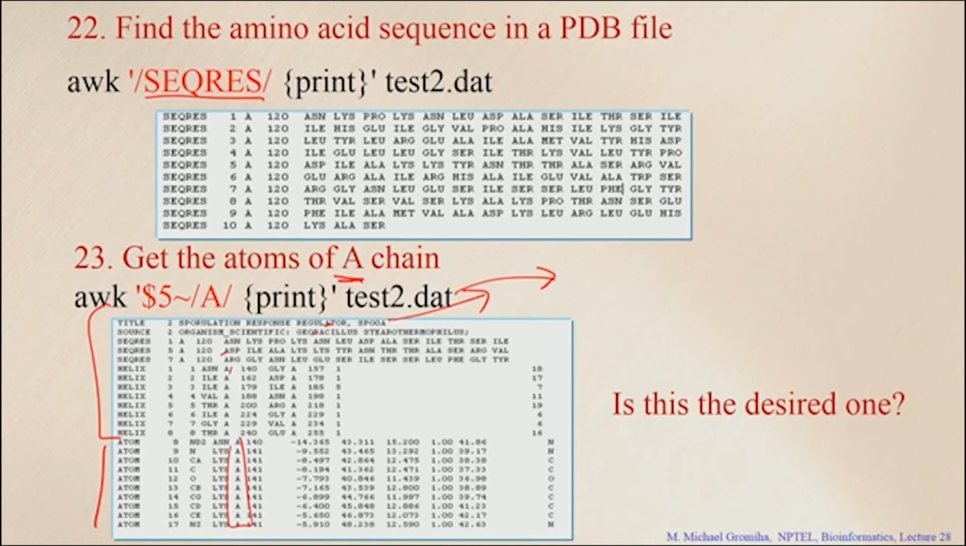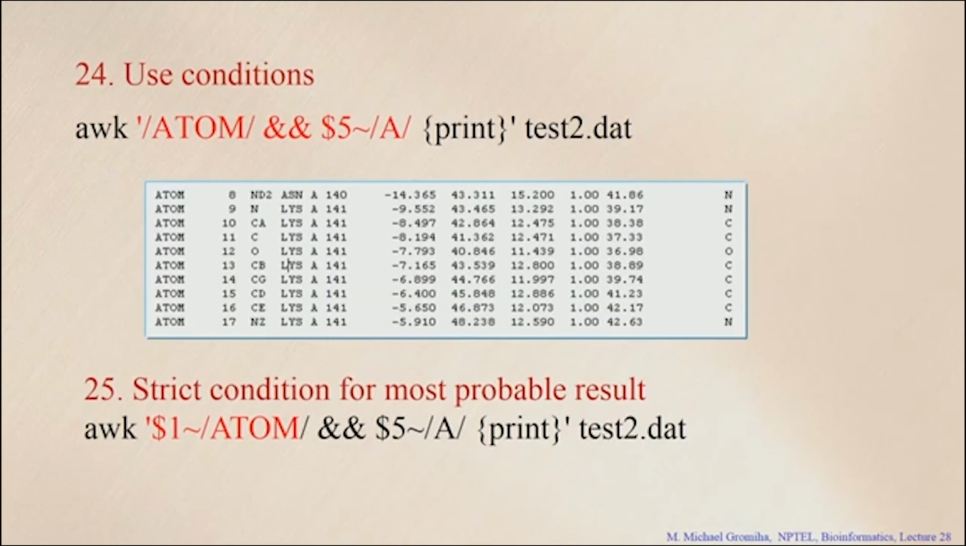This is not the desired result, we do not need this, we need only the atom records. So in this case, how can we get the atom records? The first field should be ATOM. So we can give another condition: the first field should be ATOM and then the fifth field should be A. This is an AND condition. If you put the tilde symbol, the fifth column starts with A, then you print.